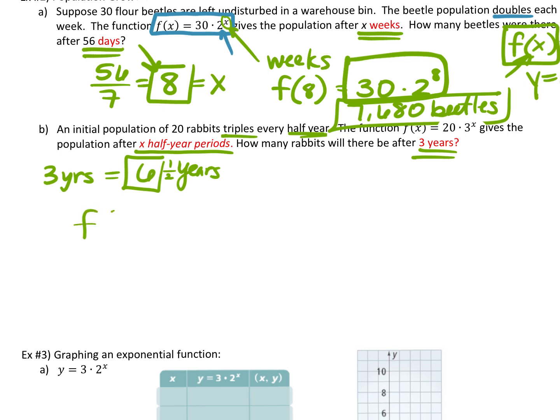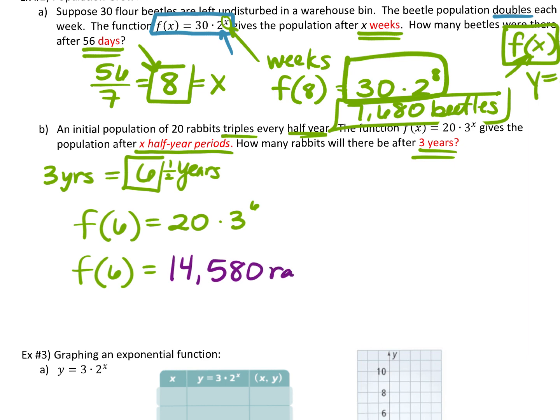So if we say f of 6 equals 20 times 3 to the 6th, because that's your x, plug that into your calculator and tell me what you get. After 6 half years, which is after 3 years, you should have how many rabbits? 14,580. Is that what you got? Should be what you got.